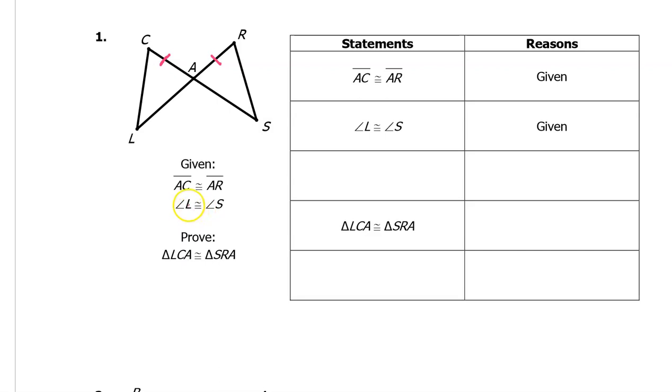We are also given that angle L is congruent to angle S. So of course we will put the statement here and the reason will be given. But let's mark it in the picture. So angle L will be congruent to angle S. So we've run out of given and we don't have enough information to prove the triangles are congruent yet. So is there anything else in the picture that we can mark automatically?